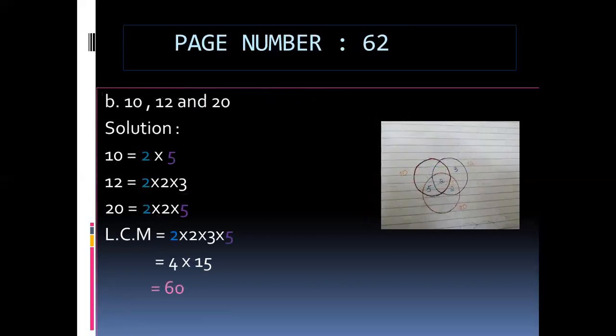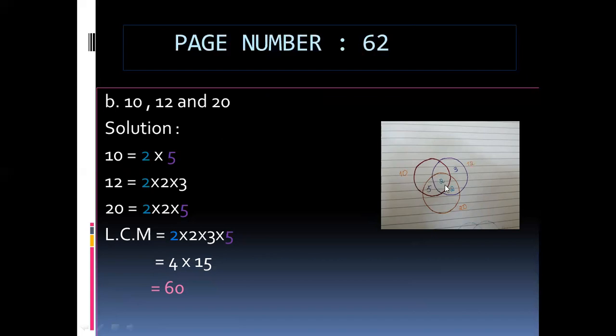Next is 10, 12 and 20. The factors of 10 are 2 multiplied by 5, 12 is 2 multiplied by 2 multiplied by 3 and 20 is 2 multiplied by 2 multiplied by 5. 2 is common in all these, 10, 12 and 20. And you see that I write here 2, this 2, which is common in all these numbers.